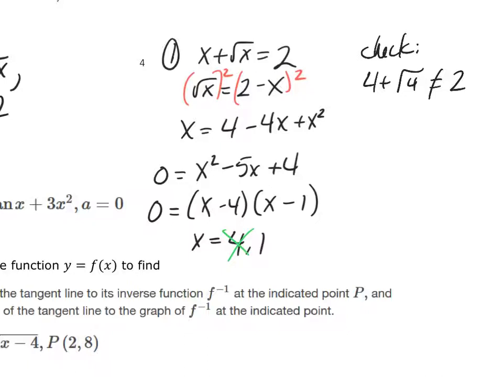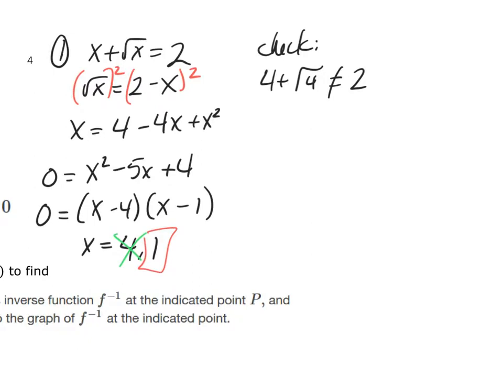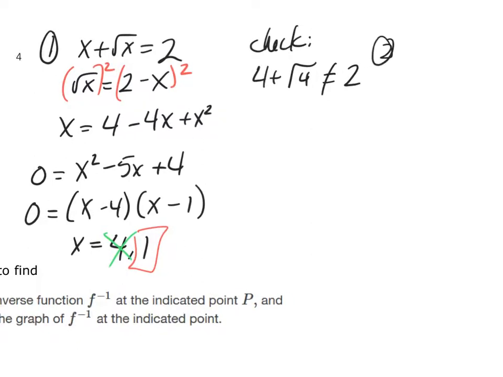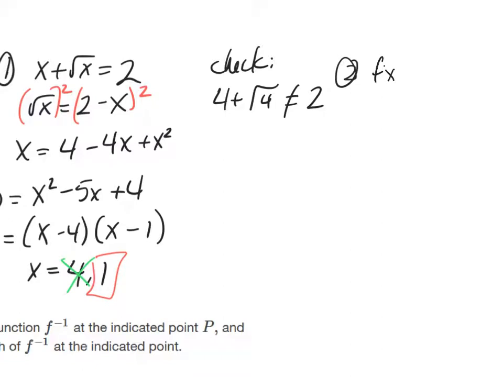Okay? So once I found this, which is what I was chasing in the first place, what is my next step? Find the derivative of my original function. So the second thing I'm going to do is find the derivative of my original function. My original function was x plus the square root of x. So f prime is equal to 1 plus 1/2 x raised to the negative 1/2.